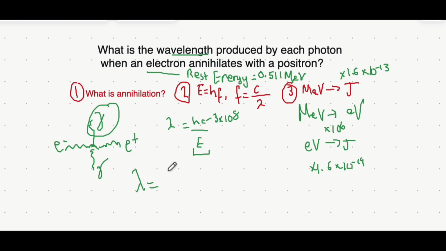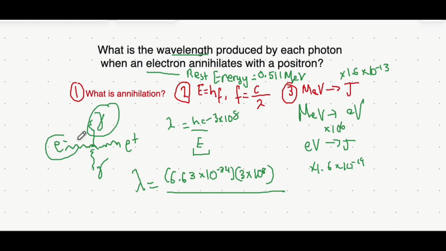So the wavelength is Planck's constant, which I mentioned is given in an exam. I'm just going to write out here 6.63 times 10 to the power of minus 34, multiplied by the speed of each photon, which I told you is the speed of light, divided by the energy that each photon has. So one of the electrons will transfer all of its energy to one photon, and the antiparticle will transfer all of its energy to the other photon.